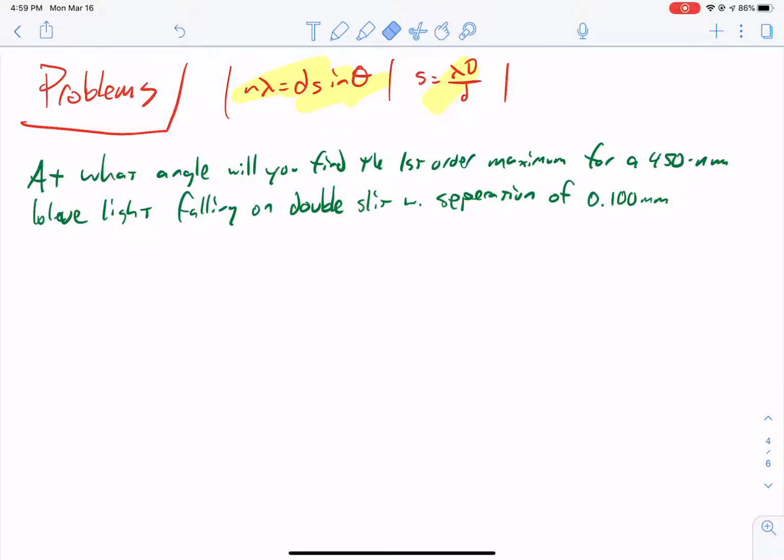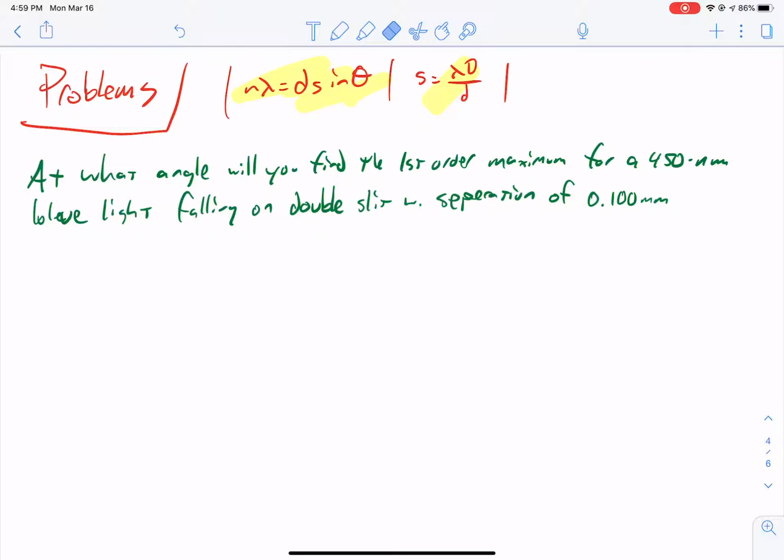Okay, let's go ahead and take a look at some problems with double slit diffraction. You can see the equations up top. Now what I'm going to do is I'll read through the question and I'll give you a moment. You can just hit pause on your player there. Try to solve the problem yourself and then hit play and watch as I solve it and make sure we get the same things.